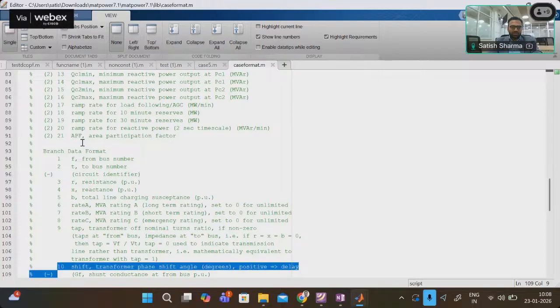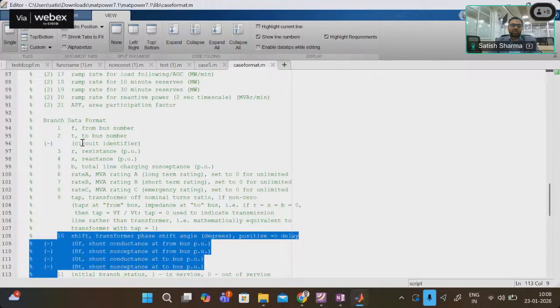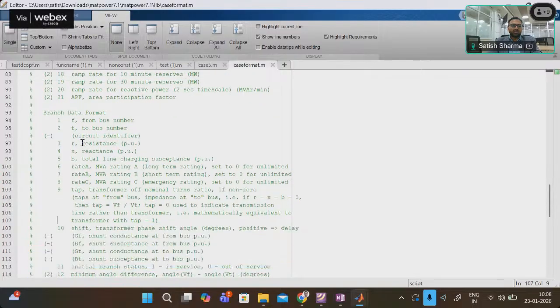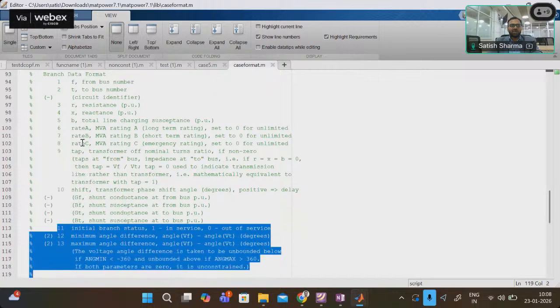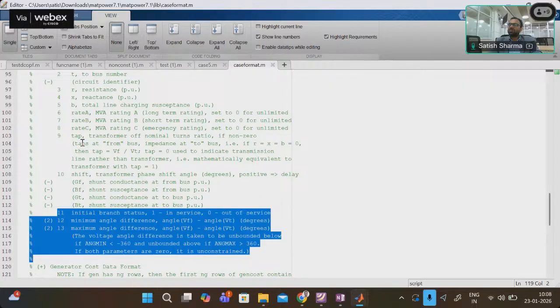Then shift, basically, if a transformer is providing any shift. Then what is the branch status, whether in service or out of service, the minimum angle difference which a branch can allow, and the maximum angle difference a branch can allow. So this is the information available here.